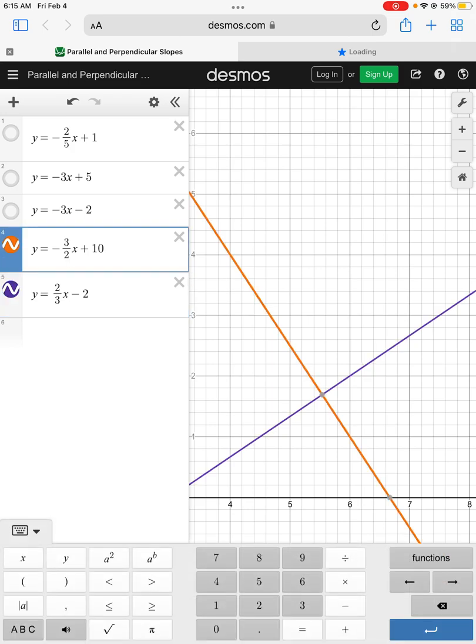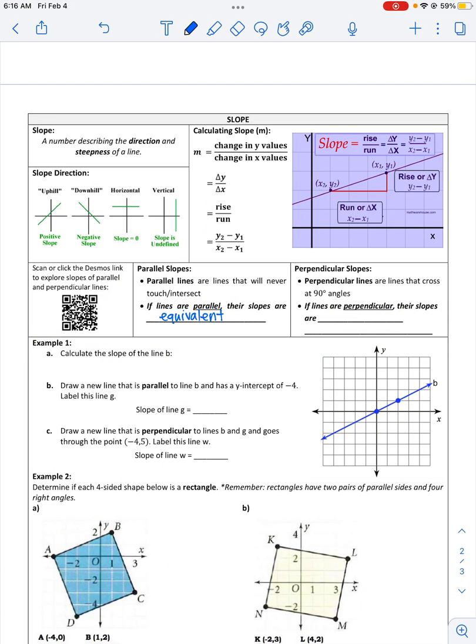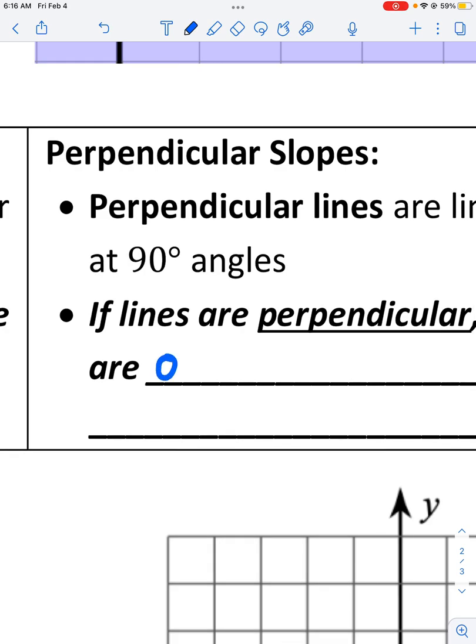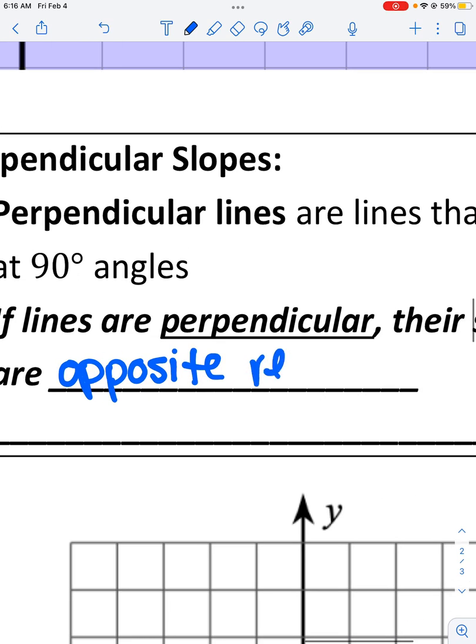And I know that from looking at the slopes: they are first of all opposite signs. This slope of 2/3 is positive, this slope of -3/2 is negative, and their rise over run are flipped. All right, so 3/2 versus 2/3. When we have that reverse rise over run, that's how we mathematically verify that two lines are perpendicular or meet at 90 degrees. So if lines are perpendicular, their slopes are, mathematically we'd say, opposite reciprocals.